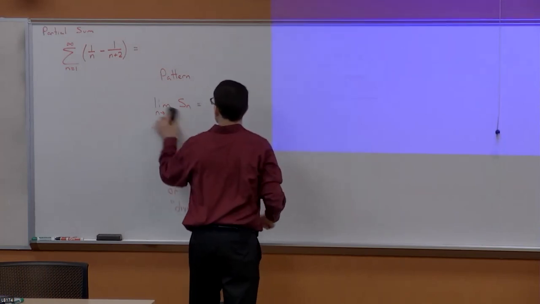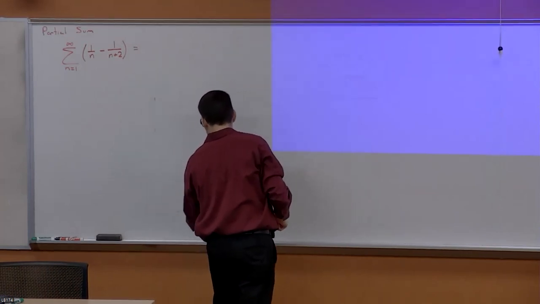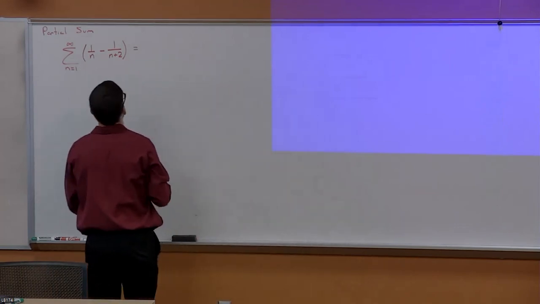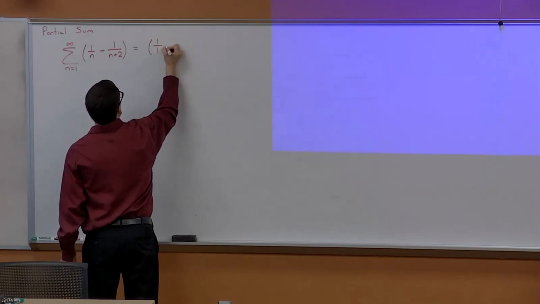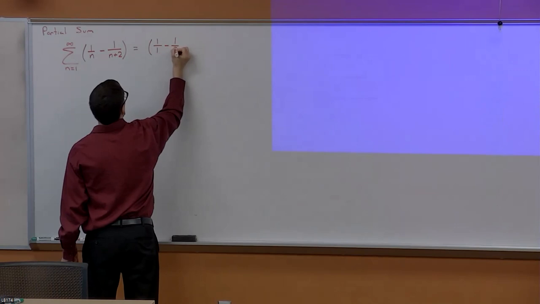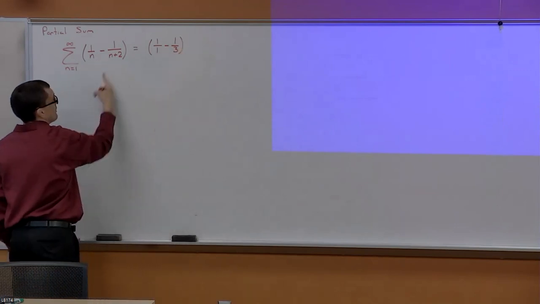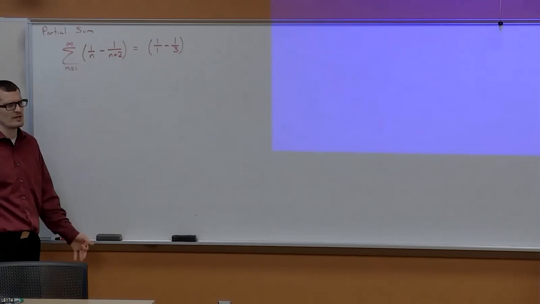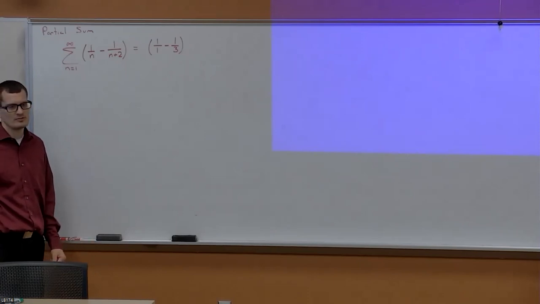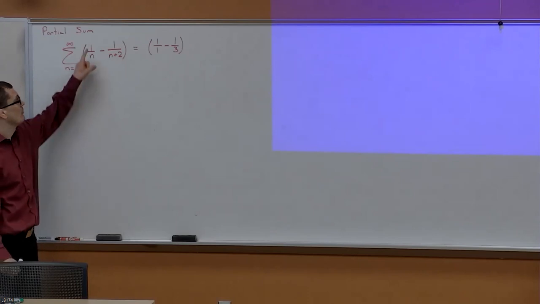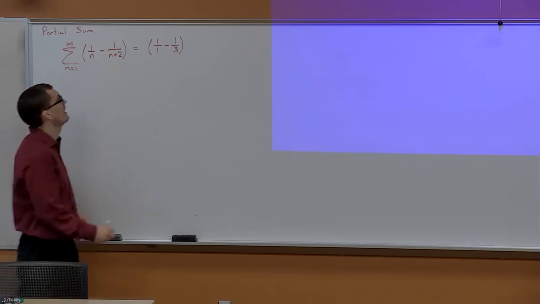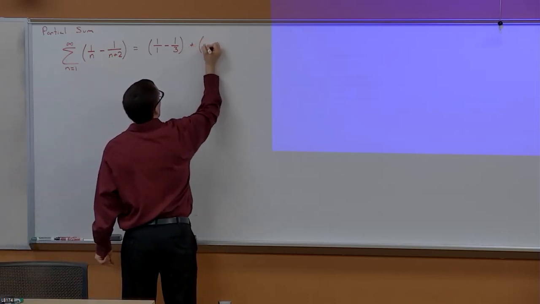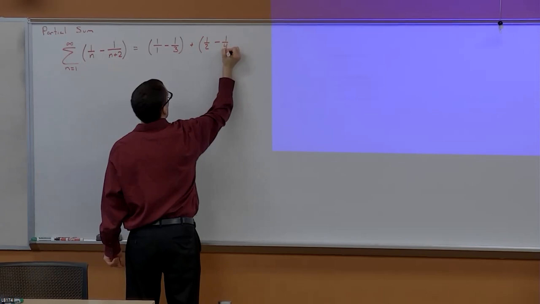This one I might need a little bit more room for. All right, so let's take these partial sums. The first term is going to be 1 over 1 minus 1 over 3. Does everybody understand where I'm getting that? That's the first term. The second term is going to be 1 half minus a fourth.